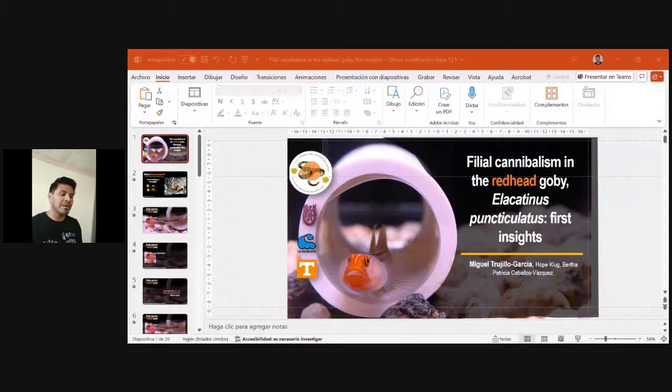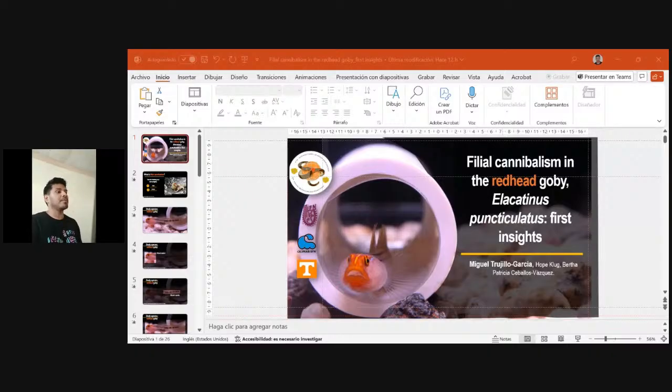Filial cannibalism has been evidenced and documented in different taxa. In this case, I'm going to talk about what happened in this small fish. Filial cannibalism can be divided into two main categories. The first is total filial cannibalism, in which parents usually eat the whole offspring or brood, and partial filial cannibalism, in which the parents eat just a part of their young or eggs.